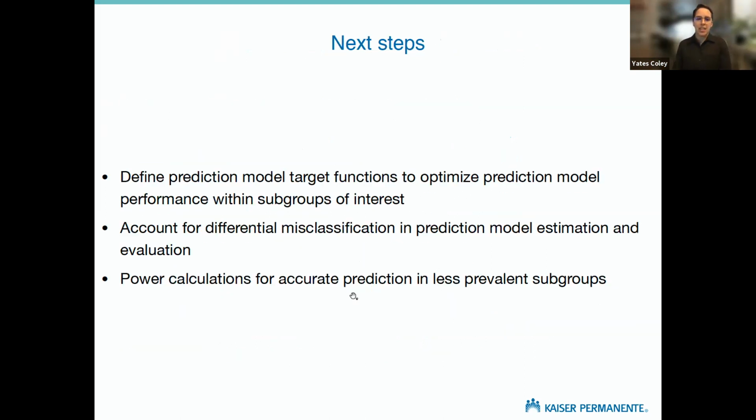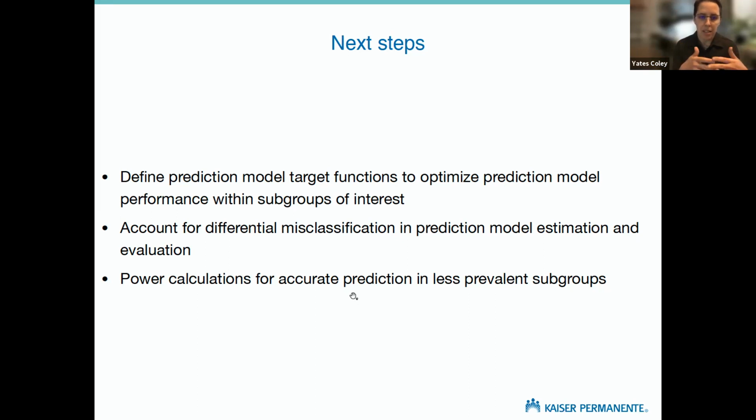So there are several statistical directions where we're taking this work next, including a grant we currently have under review at the NIMH. So the aims for this grant include defining prediction model target functions that'll optimize prediction model performance within subgroups of interest. This is essentially addressing the fact that target or objective functions and statistical models typically maximize performance over the entire sample and do not consider performance within subgroups.